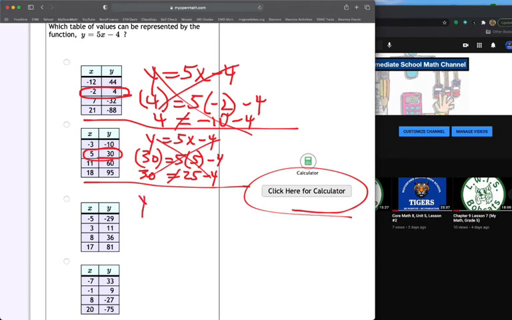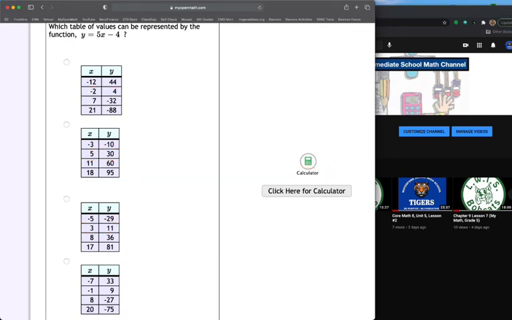I'll start with the third table now. I've got y equals 5x minus 4. I'll take the second one again. The y value is 11. The x value is 3. And so we've got 11 is equal to 15 minus 4. Clearly, that is a true statement because 15 minus 4 is 11. So we know that the third table does represent that linear function y equals 5x minus 4. So I'm going to take off my writing here and go ahead and select that table.